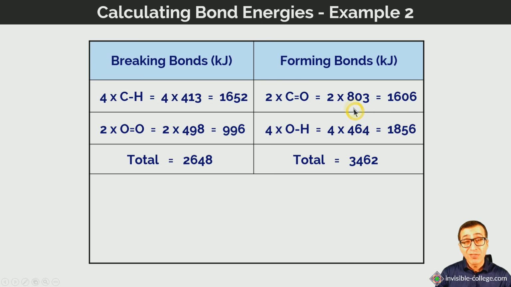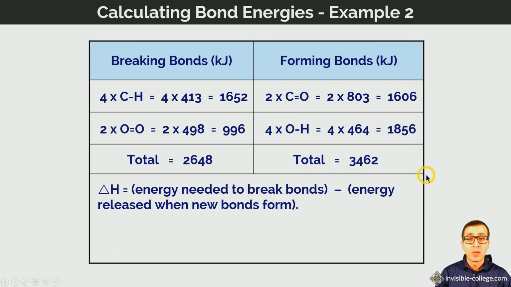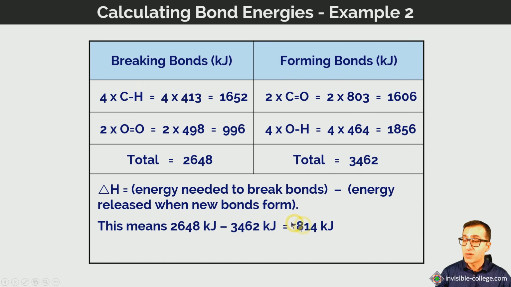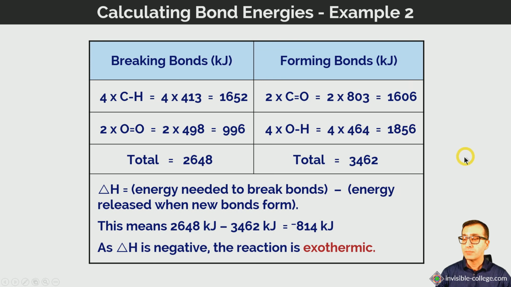So the overall enthalpy change for the reaction, again, is going to be the energy needed to break the bonds minus the energy released when we make the new chemical bonds to form our products. So we substitute those values in, and we find the overall enthalpy change for the reaction is minus 814 kilojoules. So we can see here from the negative value, again, that this is an exothermic reaction.